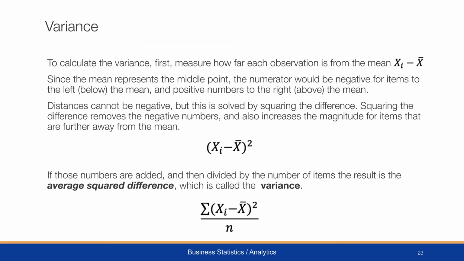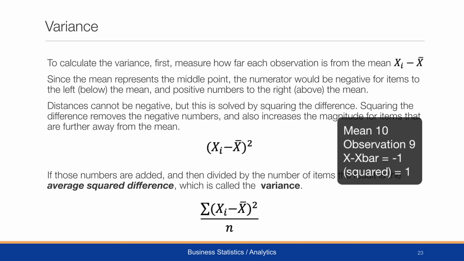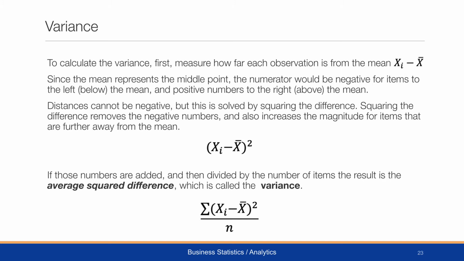Squaring the difference removes the negative numbers and also increases the magnitude for items that are further away. So think about if you have 9 minus 10, that's negative 1, and you square it, you're going to end up with 1. But if you had 1 minus the 10 and you have a negative 9 and you square it, that's going to be 81. So we're actually increasing the magnitude as items are further away, and that's going to give us this real concept of the variance.